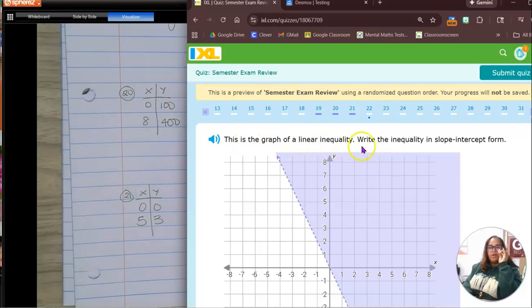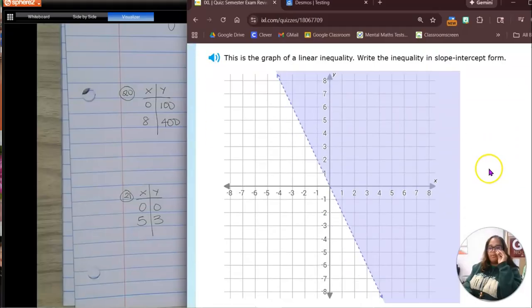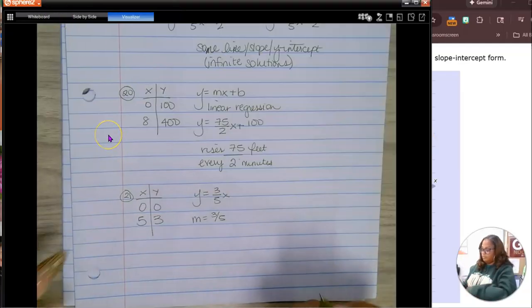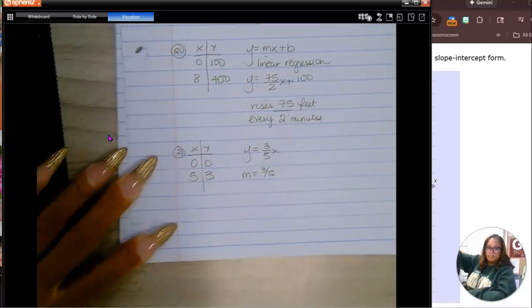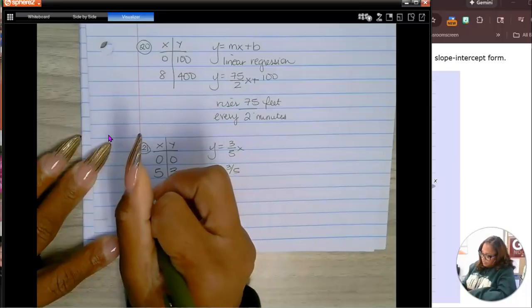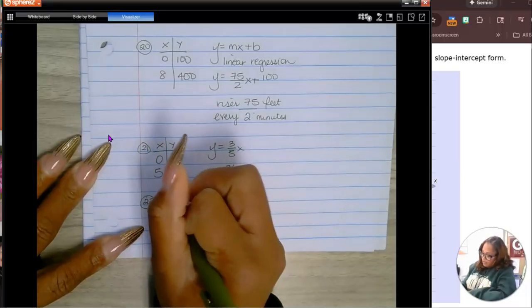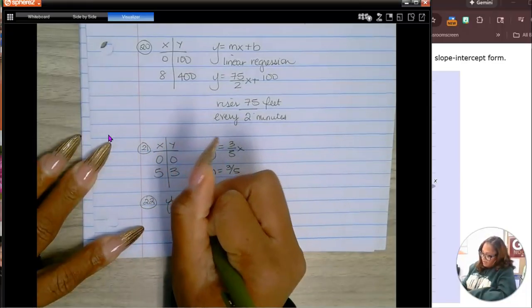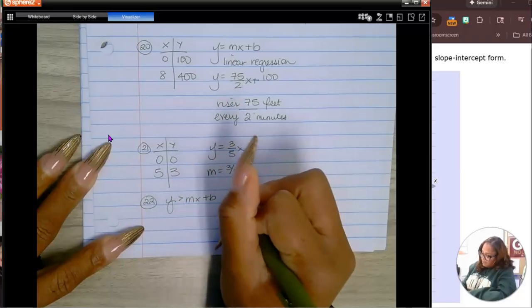The graph of this is a graph of a linear inequality. Write the inequality in slope-intercept form. Okay, first I need to determine what kind of line I have. This is dotted and it's shaded above. So that's greater than. Y is greater than mx plus b, dotted and above.